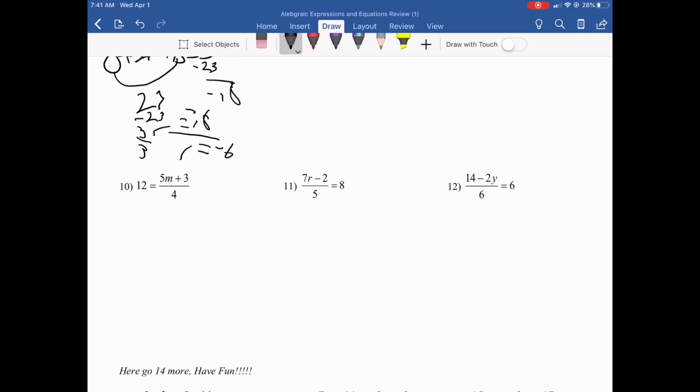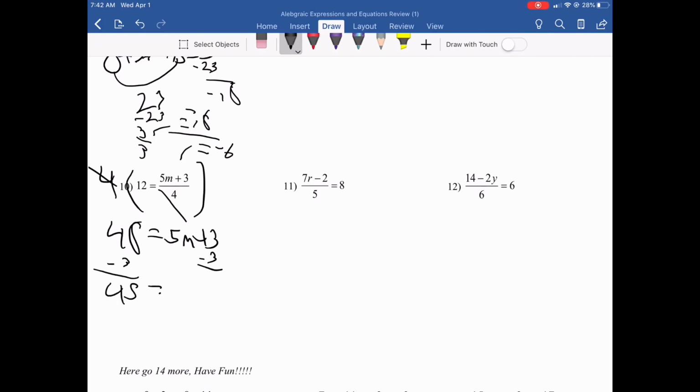So now I'm going to get rid of this fraction. So I'm going to multiply the whole problem by 4. 4 times 12, 48. 4 times the fraction, 4 cross out, equals 5m plus 3. We're going to get the m by itself, so we're going to do minus 3, minus 3. 45 equals 5m. Divide both sides by 5, m equals 9.